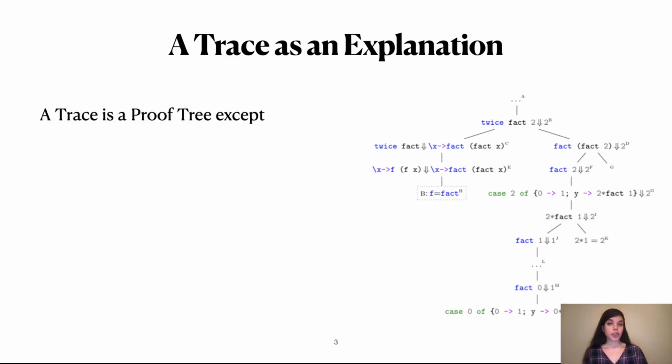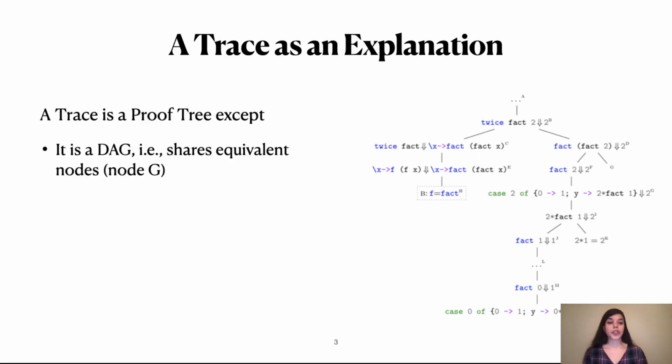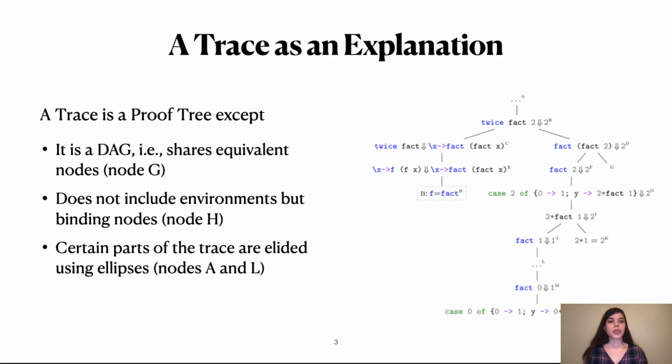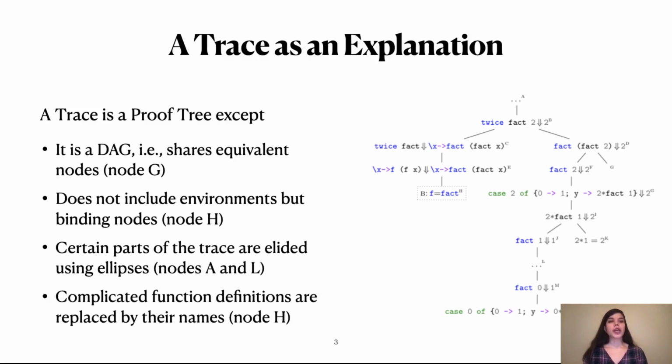A trace is a proof tree, except that it is a DAG, that is, it shares equivalent nodes. So here the node G is shared among two parents, and the second instance is given as a reference. Our traces do not include environments but instead binding nodes. Here the node H is a binding node for the variable f. Certain parts of the trace are elided using ellipses, like over here the nodes A and L. And finally, complicated function definitions are replaced by their names, like over here in node H, the definition of factorial is replaced by the name fact.